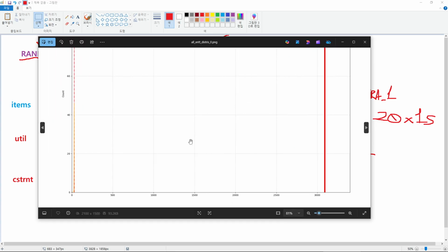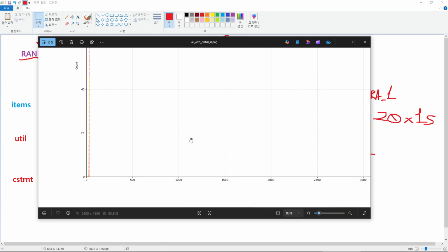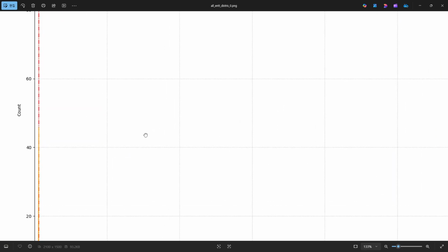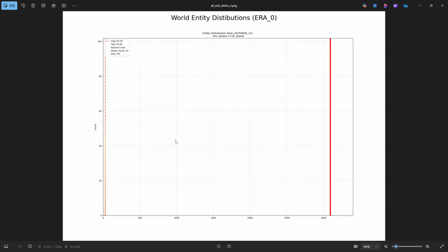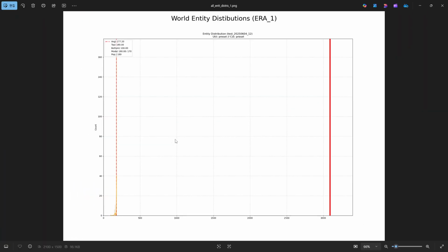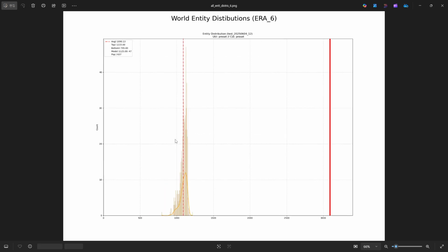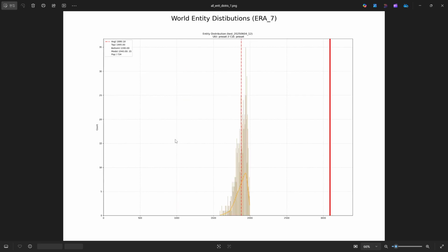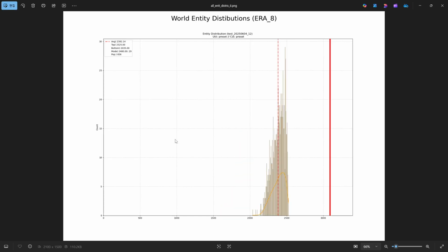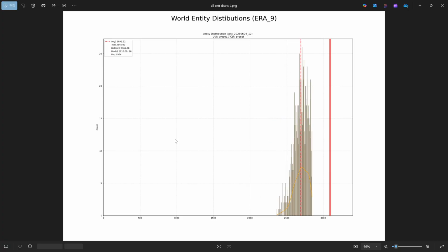Here's the first era, the distribution from the first era. Again, very weird, because they're very converged. They over converged. Second era, third era, fourth era, fifth era, sixth, seventh, eighth, ninth, and 10th.